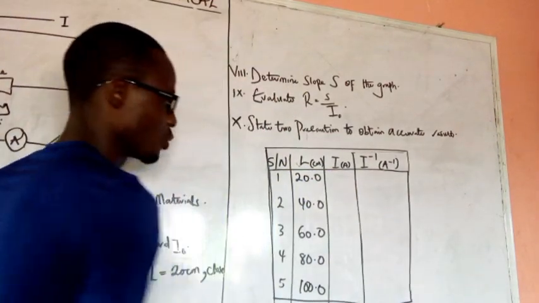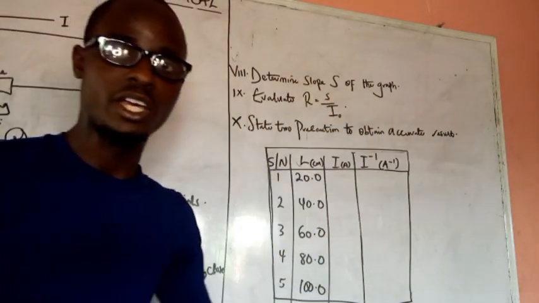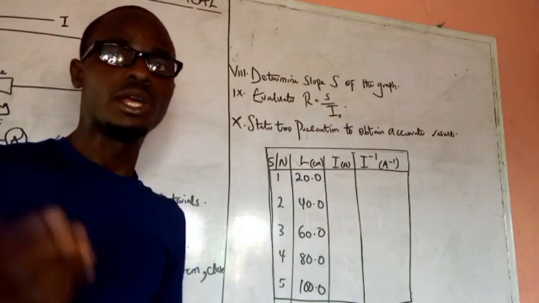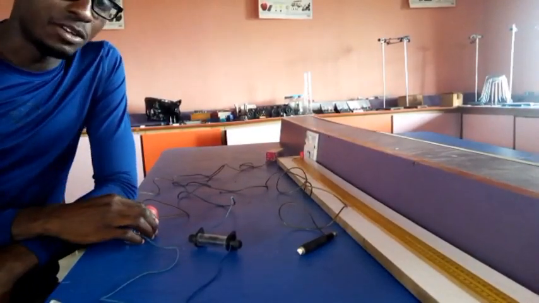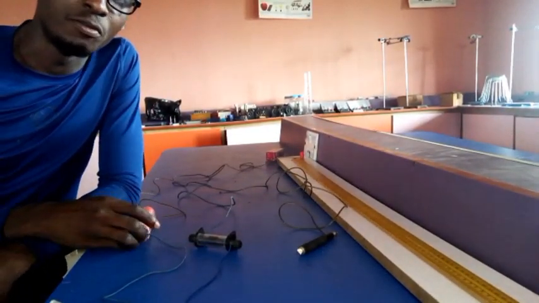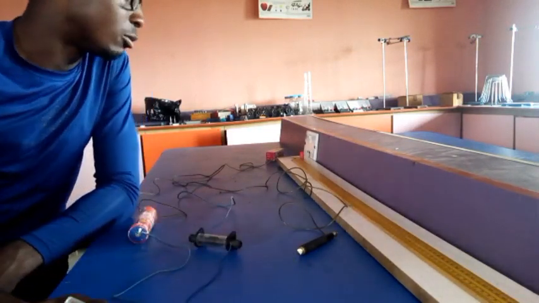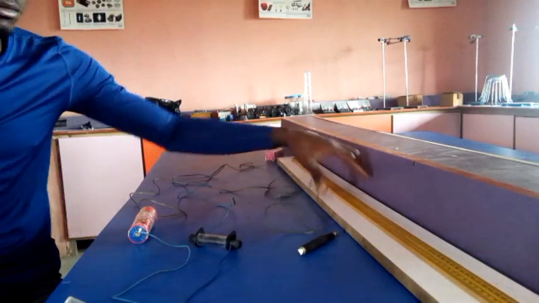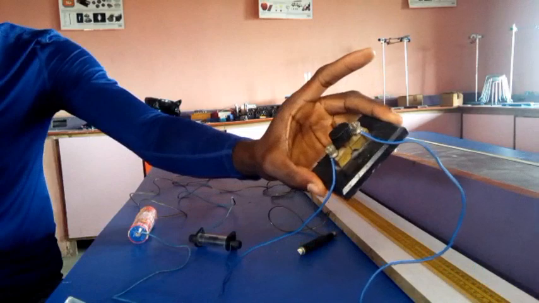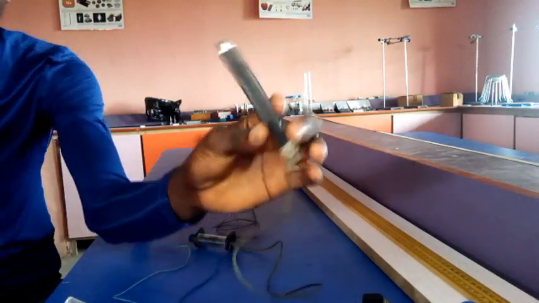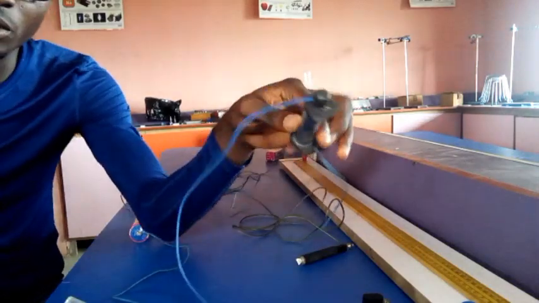Now, as we perform the experiment, we record our I and continue with evaluating our I inverse so that we can plot our graph. Okay, let's look at how the experiment will go now. This is the arrangement. It has been made already, and we have a meter here. This is our meter, 0 to 3, and we have the potentiometer here, as you can see. Then we have the key, the key is here. Then we have the jockey. This is what we call the jockey, and then we have the 2 ohm standard resistor.